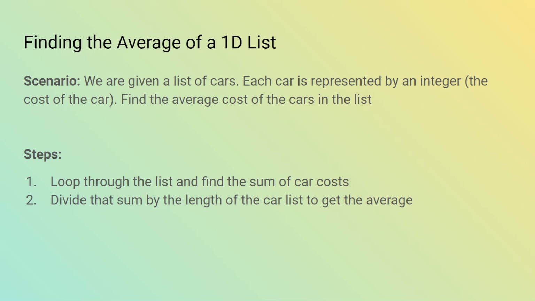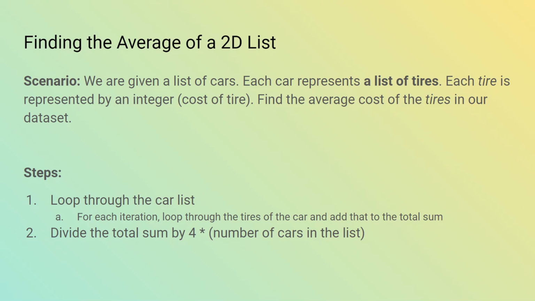But the reason why I wanted to talk about this is because let's look at its 2D variant, right? Instead of now being given a list of cars and each car representing one integer, we're given a list of cars and each car represents a list of tires, okay? Each tire is represented by an integer. Each car is represented by a list of tires. Of course, each car only has 4 tires. We're going to assume that, right? And we're trying to find the average cost of the tires in our data set.